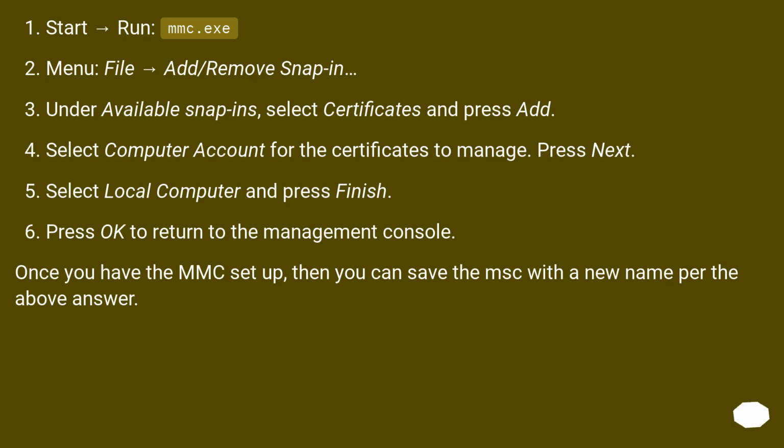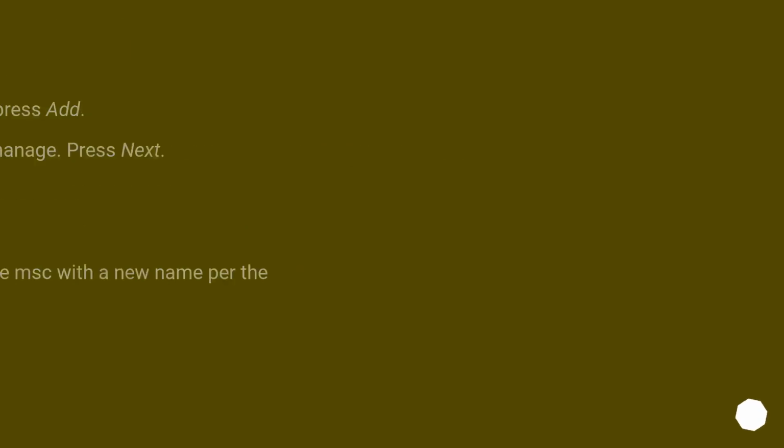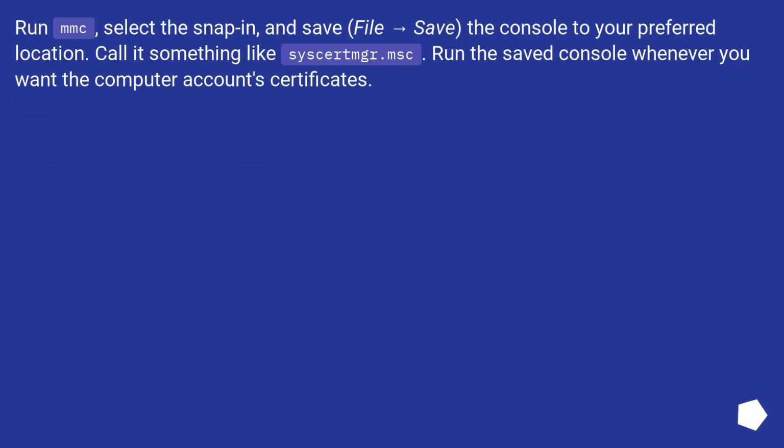Once you have the MMC set up, then you can save the MSC with a new name per the above answer. Run MMC, select the snap-in, and save, File, Save, the console to your preferred location. Call it something like certmgr.msc. Run the saved console whenever you want the computer account certificates.